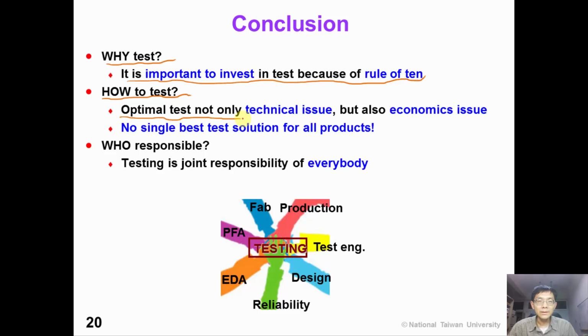The optimal test decision is not only a technical issue but also an economic issue. There is no single best test solution for all the products. So we need to optimize our test for each product. And who should be responsible for good testing? A good testing is not just test engineers' responsibility. It's actually everybody's responsibility to work together so that we can have a successful testing.